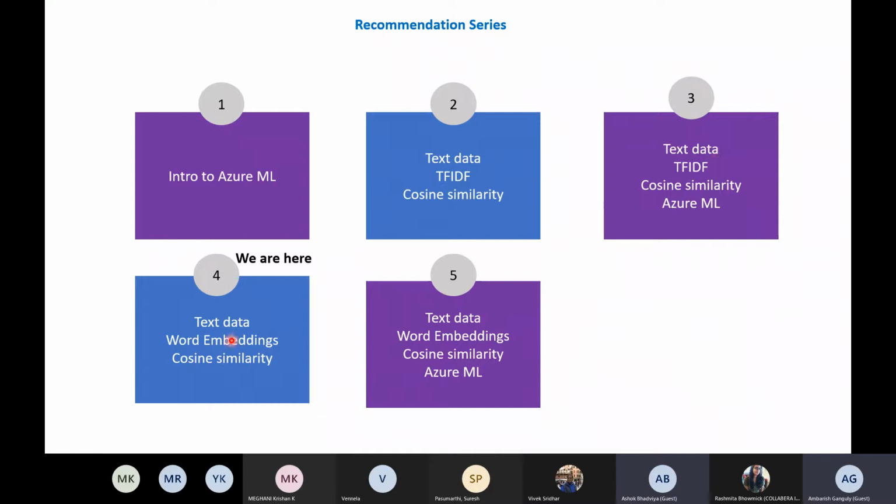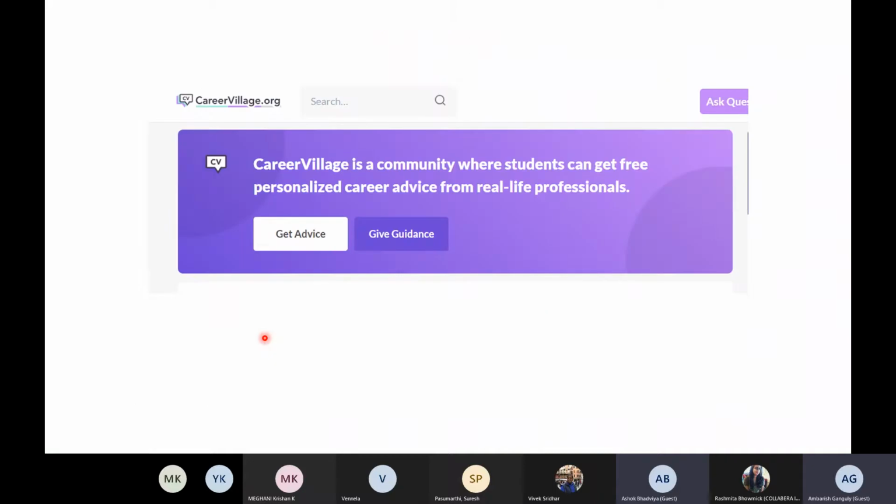Now we are here. This is a pure session in which we are not doing any deployment, but we will understand the concepts of word embeddings and how they can be used for a simple recommendation engine. The data that we are taking is from one of the competitions in Kaggle, the Career Village competition. Career Village is a community where students can get free personalized career advice from real life professionals.